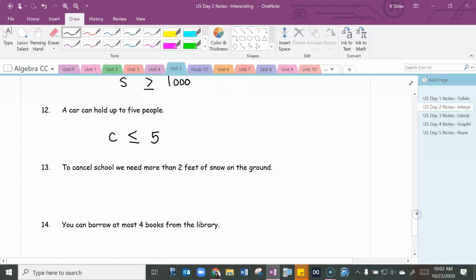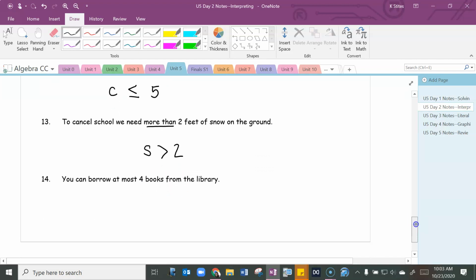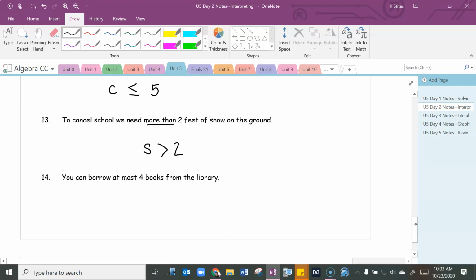All right, to cancel school, we need more than 2 feet of snow on the ground. More than. Not more than or equal to, just more than. So I'm going to put an S for school or snow. More than is a greater than 2. Okay, and finally, you can borrow at most 4 books from the library. Well, what does at most mean? It means that 4 is the most you can get. So 4 books or less. That would be a less than or equal to.